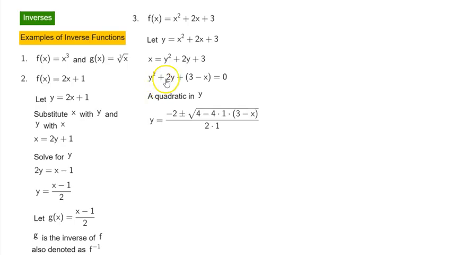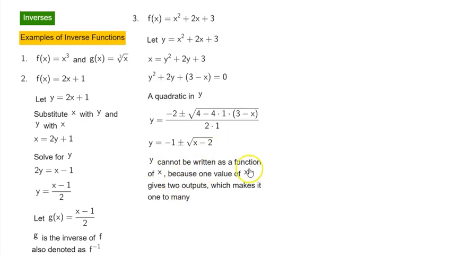So y is equal to minus 2 plus or minus square root of b square minus 4 times 1 times (3 minus x), divided by 2 times a, which gives us y is equal to minus 1 plus or minus square root of x minus 2. Now, y cannot be written as a function of x because one value of x gives two outputs, which makes it one to many.